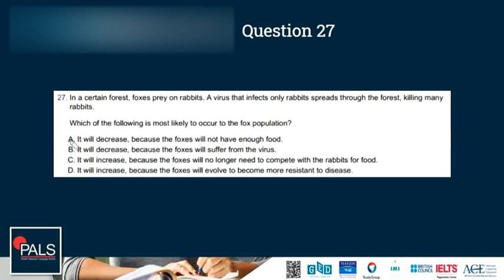That sounds very reasonable. It will decrease because the foxes will suffer from the virus. Nope, the virus affects rabbits only. It doesn't say anything that the virus is able to jump from rabbits to foxes, so we can exclude B. It will increase because the foxes will no longer need to compete with the rabbits for food. Foxes don't compete with rabbits, they eat rabbits. It will increase because the foxes will evolve to become more resistant to disease. Again, the virus doesn't affect the foxes. So the correct answer here is A.